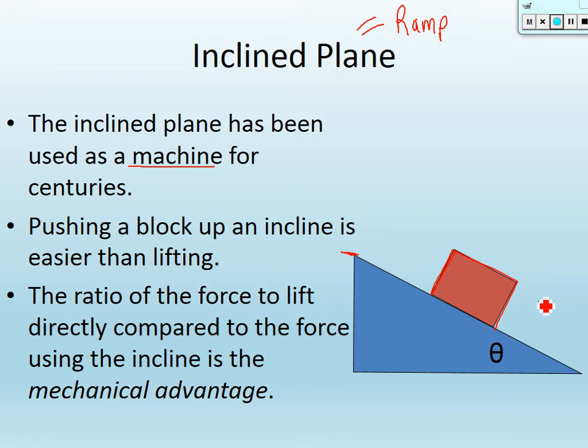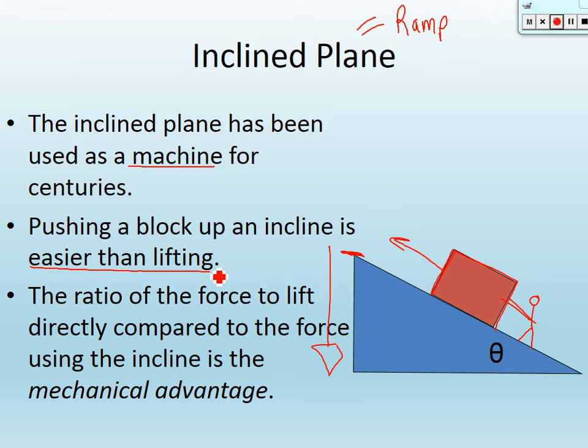It is easier for you to push this thing up the ramp to get it to this height than it would be for you to just directly pick it up and lift it, right? It requires less force to push it up the ramp than it would just to pick this thing up to this height. Okay, so it's a machine. People have been using ramps or inclined planes for centuries. Pushing a block up an inclined plane is easier than lifting it.